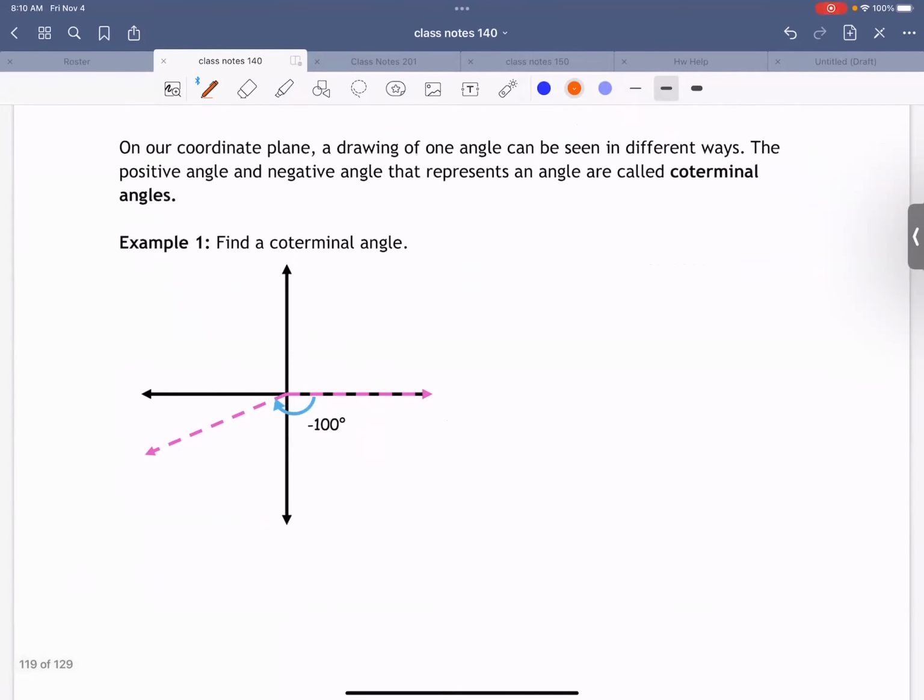Okay, so let's start with this one here. Here we have an angle. It's going clockwise, so it's definitely a negative angle. So it's negative 100 degrees. Okay, can you give me another angle that would create the same picture? Something positive, right? So I think what I'm hearing is you want to find this angle, right? Any guesses on how we could get that angle?